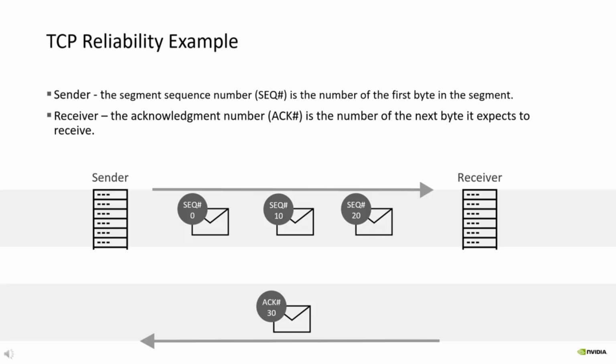Now, let's assume that the second segment arrived damaged or got lost. In that case, the receiver would ask for its retransmission by sending back ACK number 10, telling the sender it is expecting byte number 10.